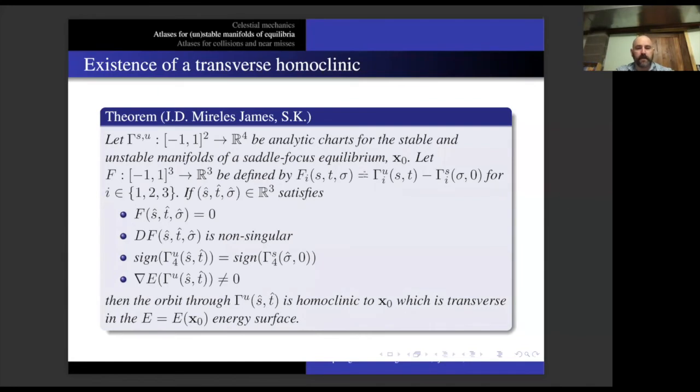Here, this F is constructed. We do things a little differently now, but this F is constructed by throwing away one of the coordinates, and just looking at the map that is the difference between the local stable and local unstable manifolds. We can prove we have a zero of this by using a validated Newton's method. These are the conditions that have to be checked. And this last condition has to be checked because it goes back to this property of transversality: we really shouldn't expect transverse connections in R^4, but they're going to live in some energy surface.